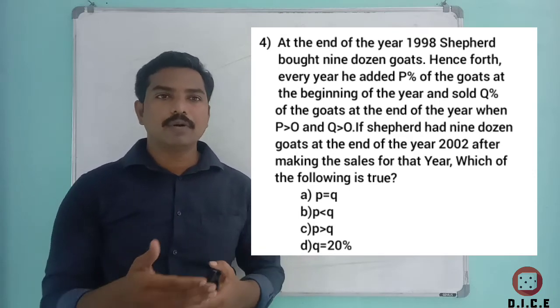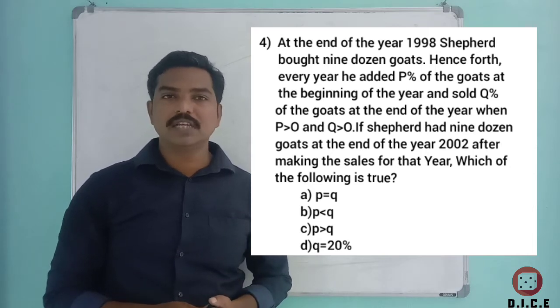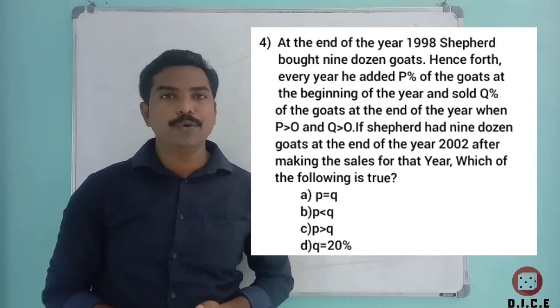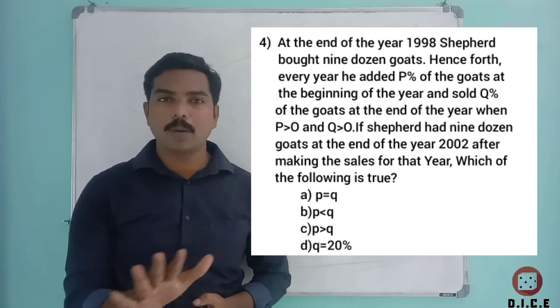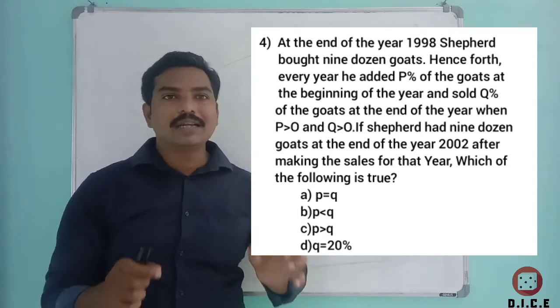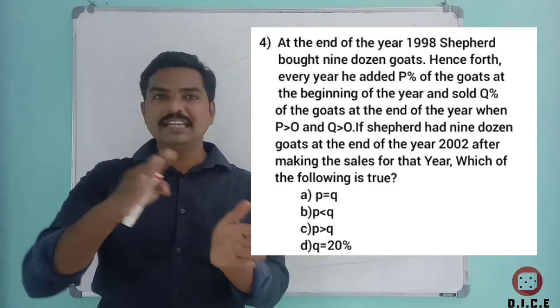So forget about 1998 and 2002, all these things. But the options given are: the first option is P is equal to Q, then P less than Q, and P greater than Q. And the fourth option is P is equal to Q by 2. These are the options given. So in what case should the original value remain after the addition and decrease also.